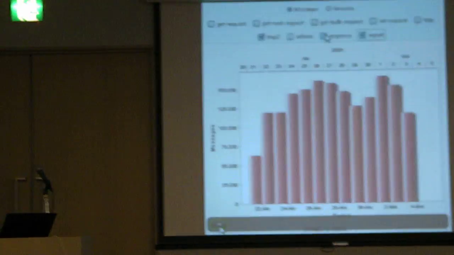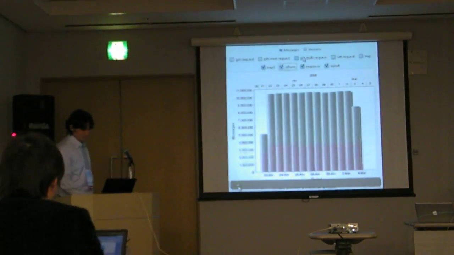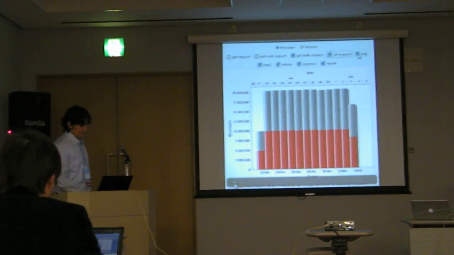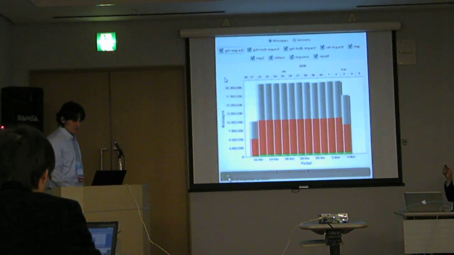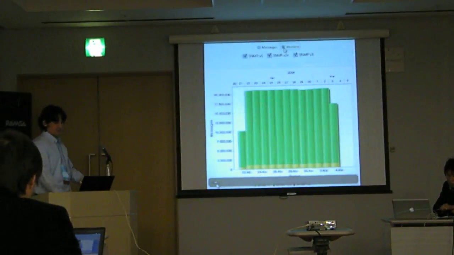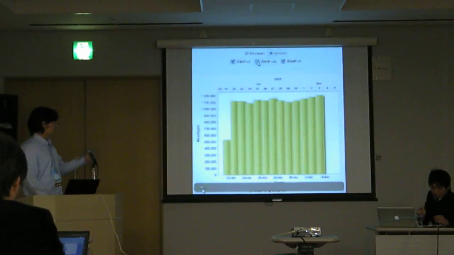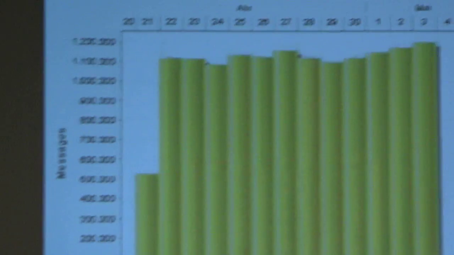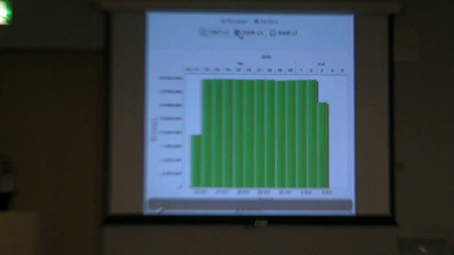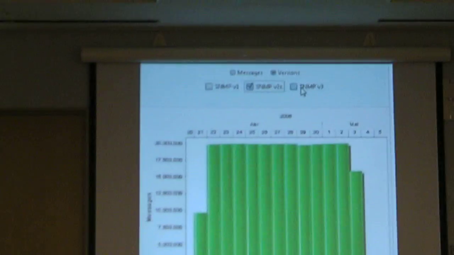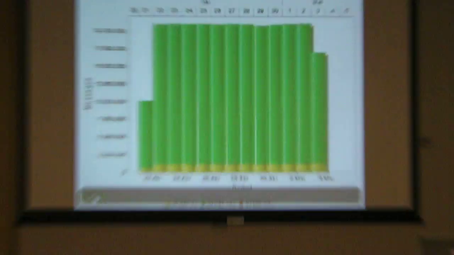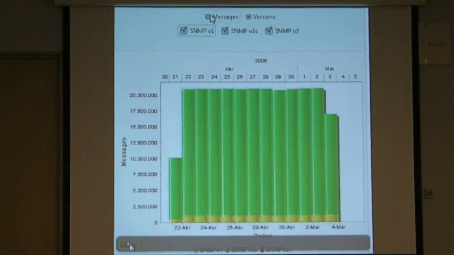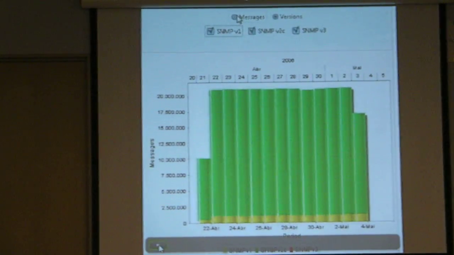Now we're going to select all of them back. And as you can see, the responses are really good in this implementation. And we can also use the versions division of the bar, where we can select only the SNMP versions that we would like to visualize. This is another interaction possibility. As you can see, SNMP v3 is not present in this traffic.